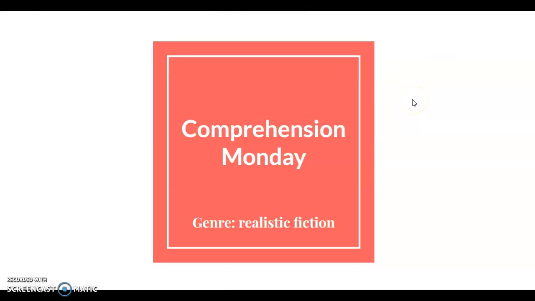Today we're going to be working with the genre of realistic fiction. Last week we also worked with realistic fiction, so we're going to continue on with this genre for the entire week.